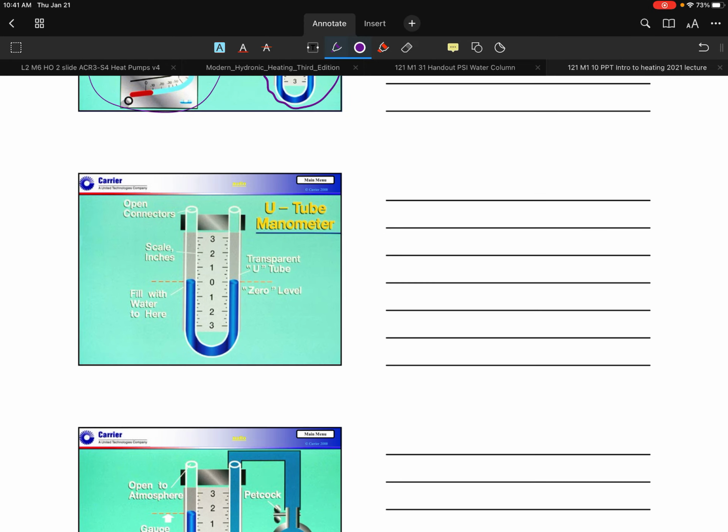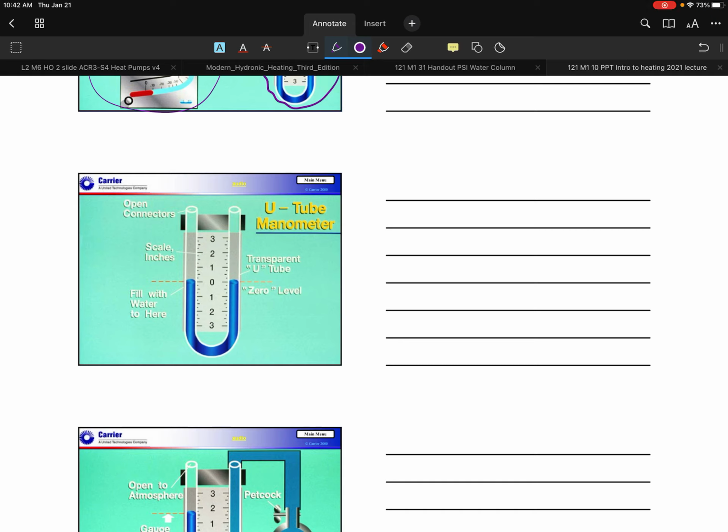So let's take a look at the next one. How does a U-tube manometer work? We use this as kind of our gold standard. Whenever we question a manometer or gauge that we have, you can always go back to the old school method and figure out, okay, what's the difference in height and how does this work?